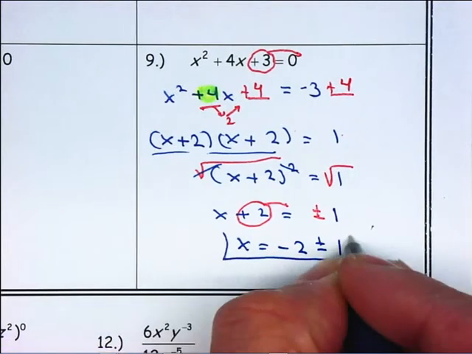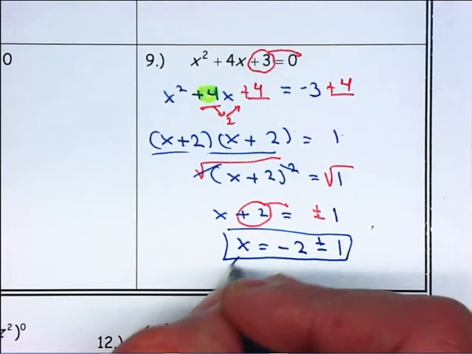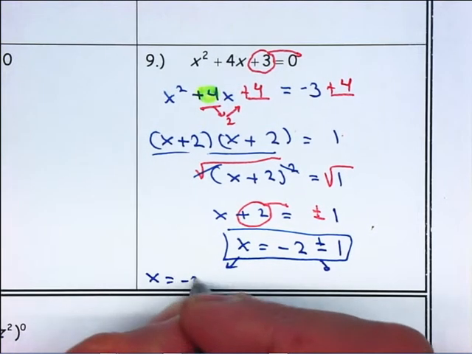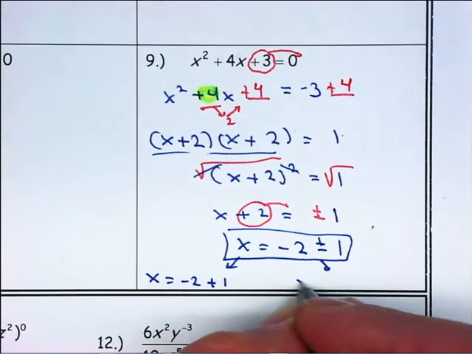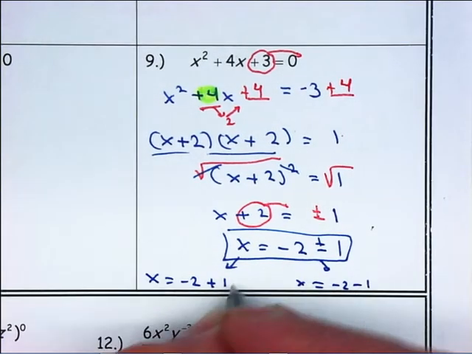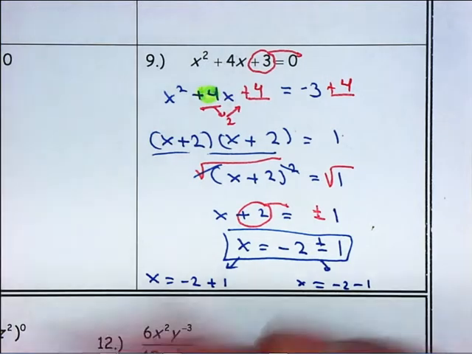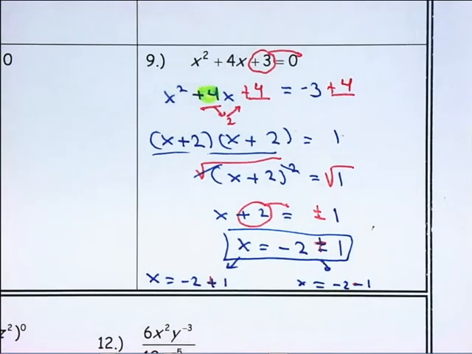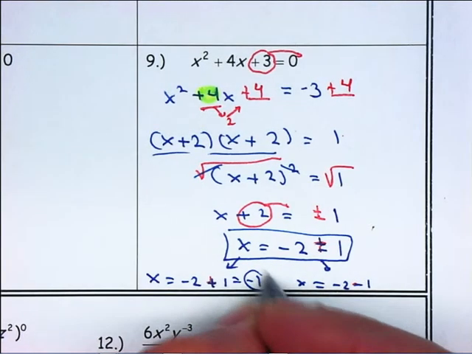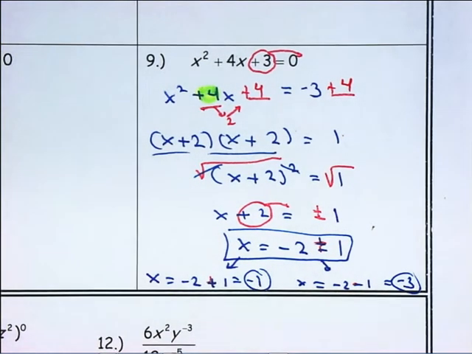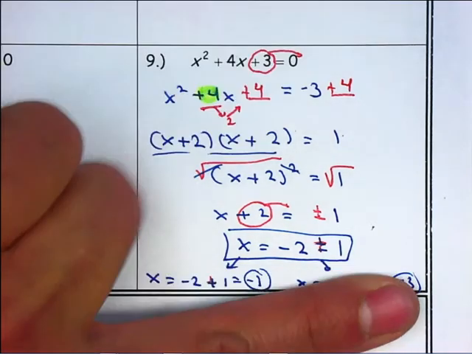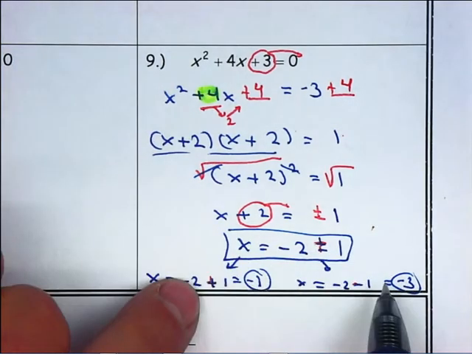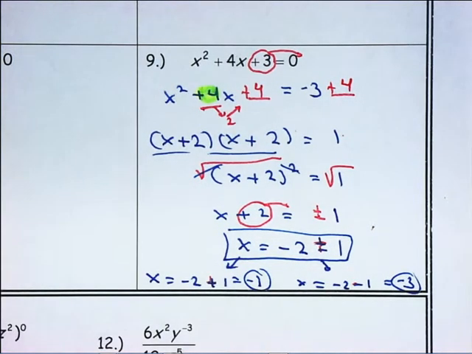You can give me this answer, or because we have a whole number, you can separate it into 2. So we can have x is equal to -2 plus 1, and x is equal to -2 minus 1. One with a positive, and one with a negative. That'll give me a -1, and that'll give me a -3. But if you just give me this as the answer, that will be perfect. So don't worry about making those errors at this time.